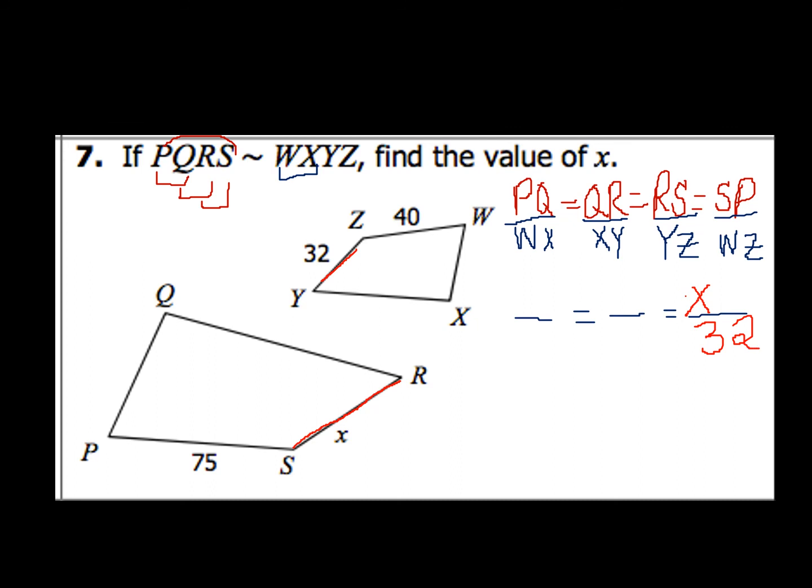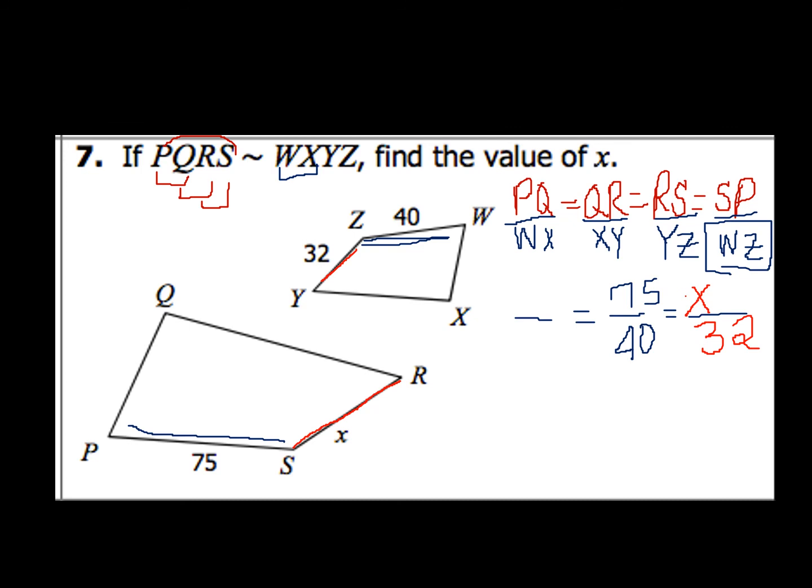All right, what else do we need for this proportion? We have Z to W. Z to W, which is 40. And so 40 is going to go on the bottom. Okay, so here's Z to W right here. And what goes over Z to W? S to P. And if you take a look, S to P is 75. So I'm going to write 75 right here.